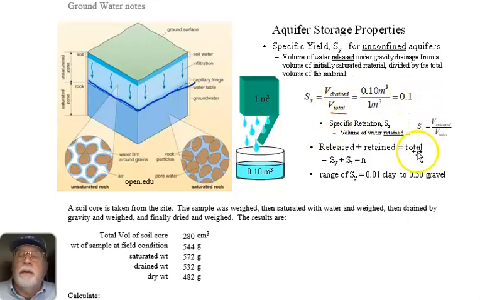Now the volume left behind is the specific retention, and the specific yield plus the specific retention adds up to the porosity, the pore space. So if it has 0.1 coming out, and it has a porosity of 0.3, there's 0.2 left behind, again a fraction of the total volume. The specific yield will range, like I said, for clay, it's going to be small, like 0.01, and like 0.3 for a gravel.